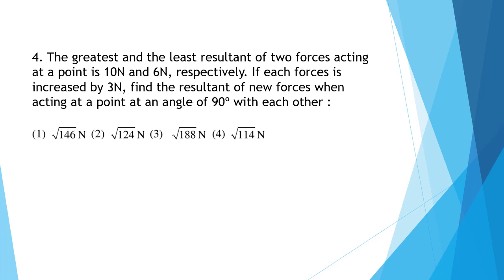So now we increase each by 3 Newtons. So the two become 11 Newtons and 5 Newtons. Now they are at an angle of 90 degrees. So when we find the resultant, it will be under root x square plus y square. Therefore, this will be equal to under root 11 square plus 5 square. So the answer will be root 146 Newton. That is option 1.